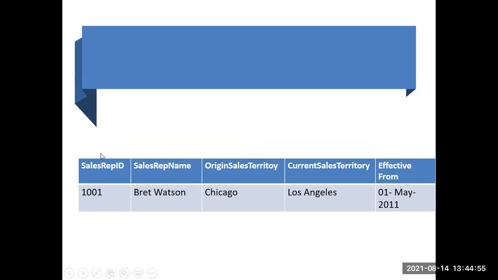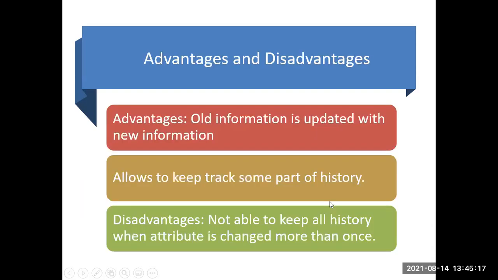We are not going to add up the rows. We are just going to add up the columns here. So sales representative name is what number, it is 1001, name it is Brad Watson, and where he started his work, origin sales territory Chicago, and currently where he is working Los Angeles, and from when it is there here, so that you can mention.